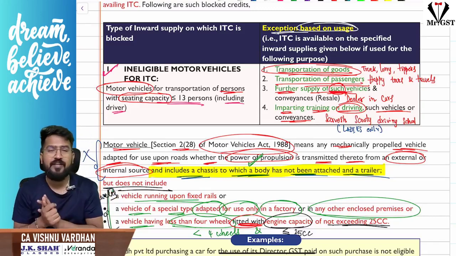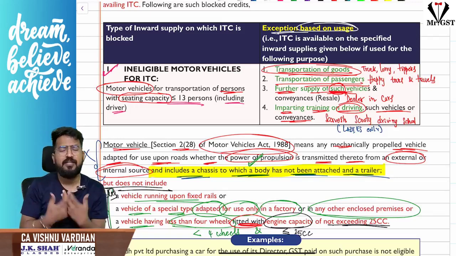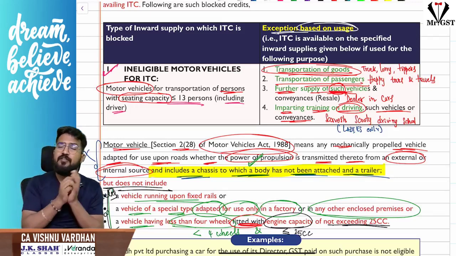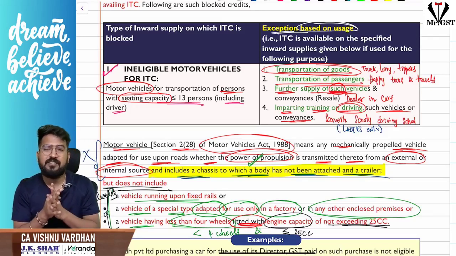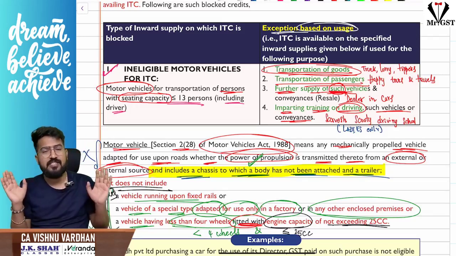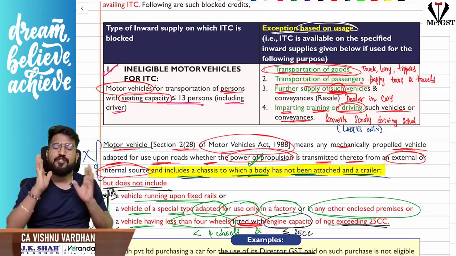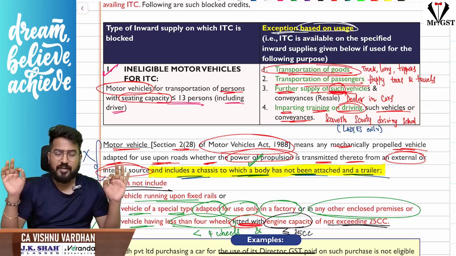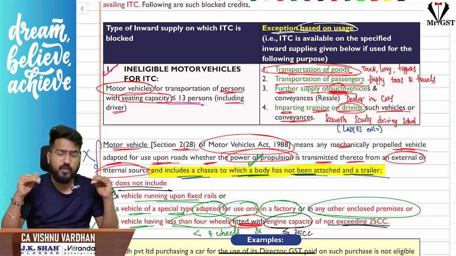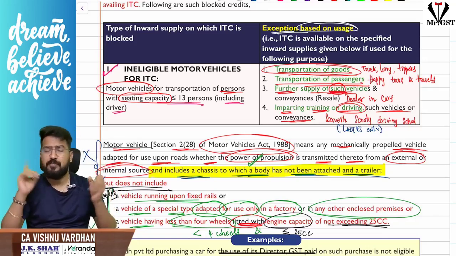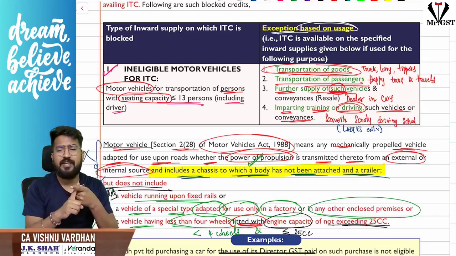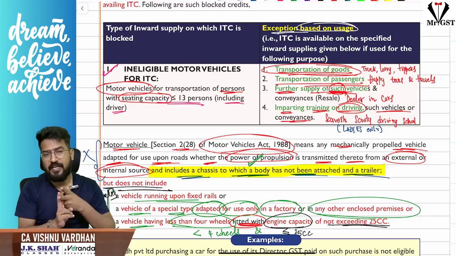A company buying a lorry, tippers, dumpers, all that, yes, they can take ITC because they are not vehicles for transporting persons. So goods vehicles are obviously eligible for ITC, they are not covered here. So I repeat, motor vehicles with less than or equal to 13 seating capacity, you cannot take ITC even though it is for business purpose. If it is greater than 13, yes, you can take ITC. If it is a goods vehicle, yes, you can take ITC.